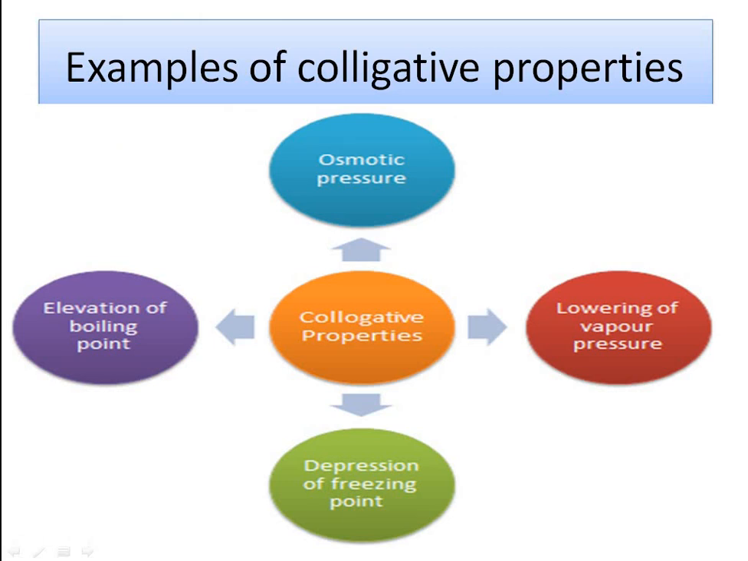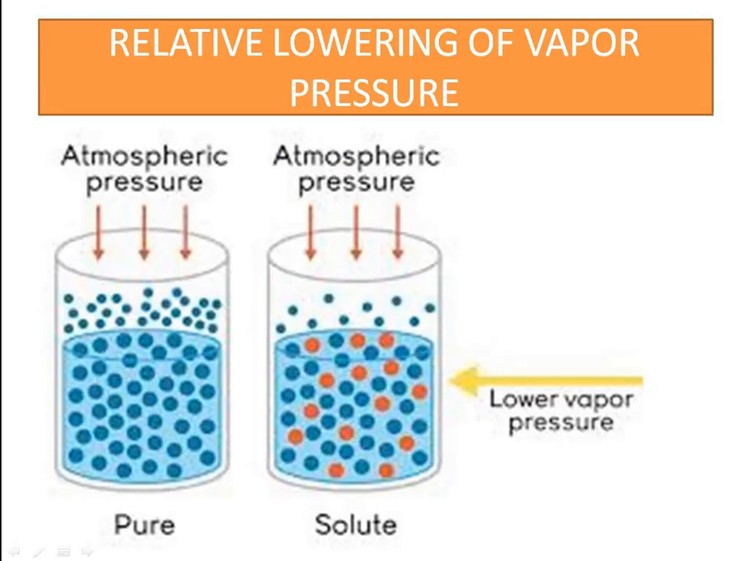So now you can see that we have already discussed examples of colligative properties. These are the four basic colligative properties: lowering of vapor pressure, elevation in boiling point, depression in freezing point, and osmotic pressure. Now let us start with the first one, relative lowering of vapor pressure.